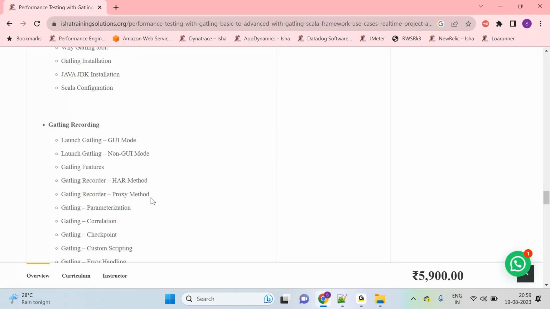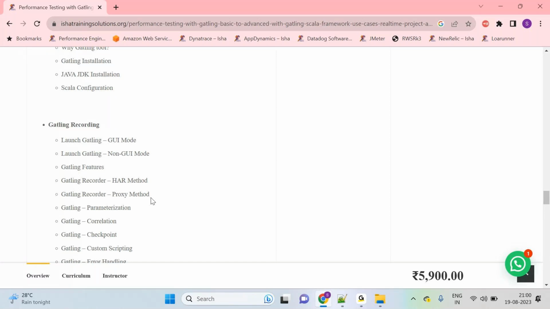Once the installation and configuration are done, the next thing, as with every tool, is that we are going to understand the recording capability of the Gatling tool. How are we going to launch Gatling? Okay, you installed it, you configured it, you did the dependency activities and everything. How are you going to do the recording part of it?